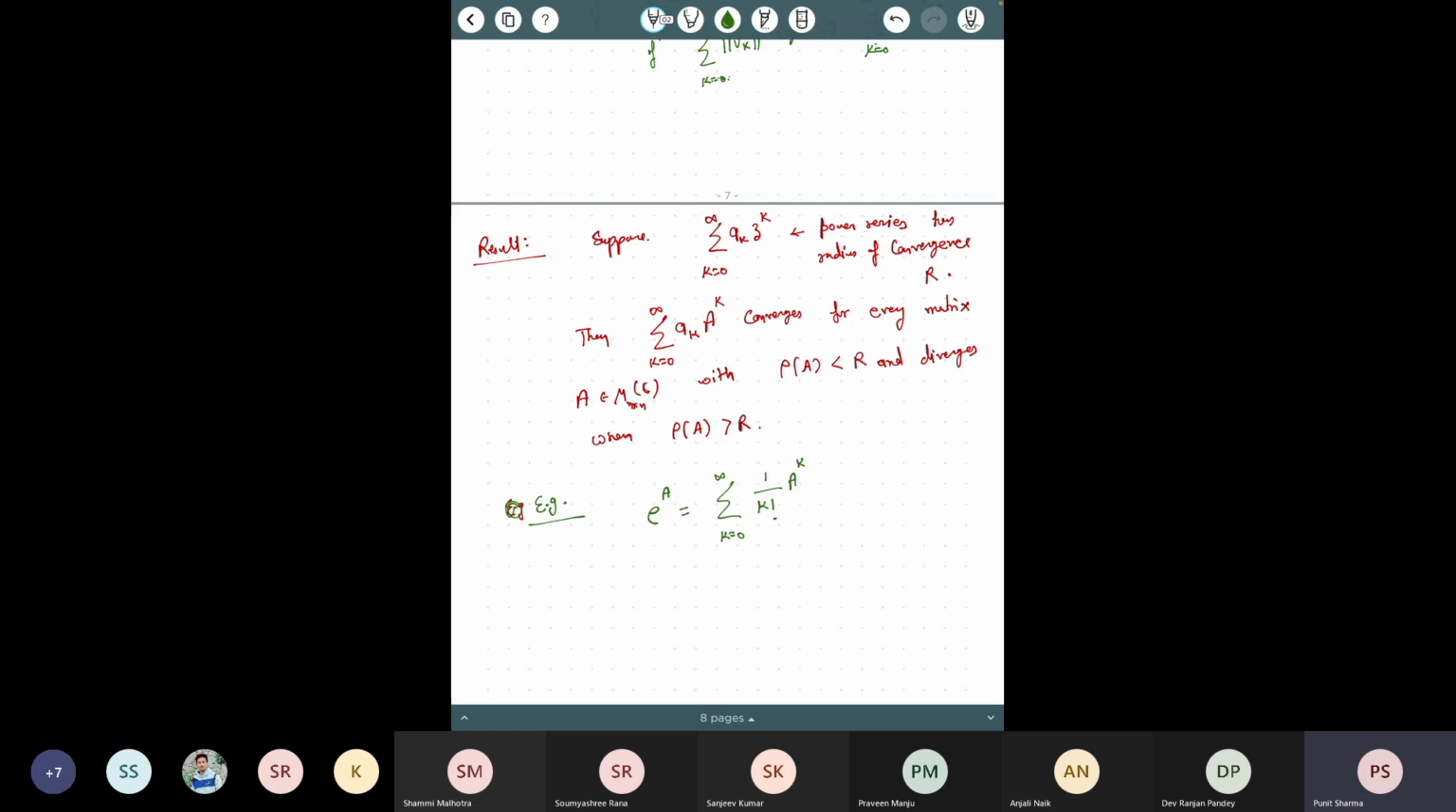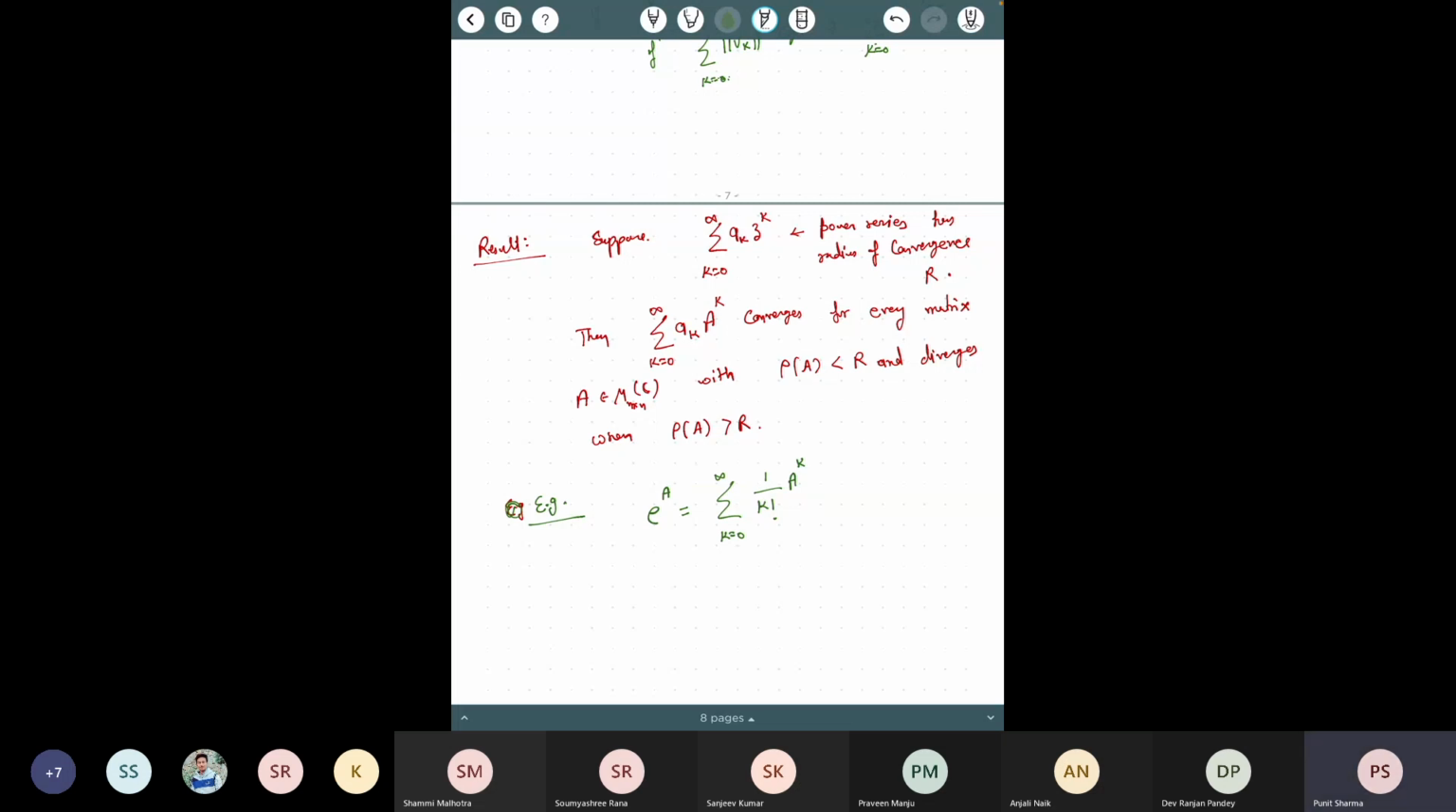So what I'm saying is, I'm defining the exponential of a matrix A using this series. The limit of this series I'm calling the exponential of A. You can check using this result that this series is a well-defined function for a matrix A. So this actually defines the exponential of a matrix.